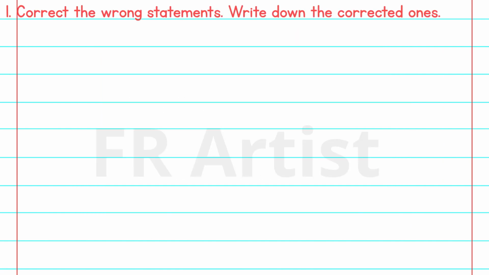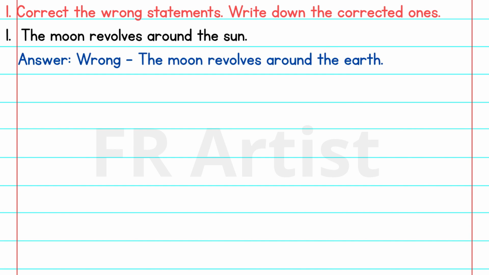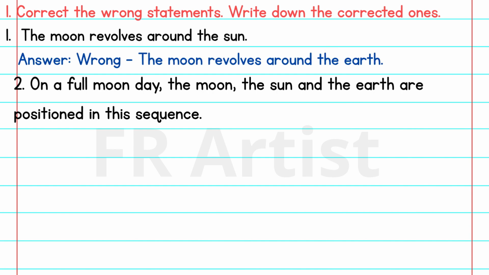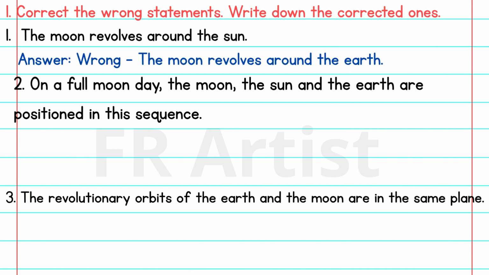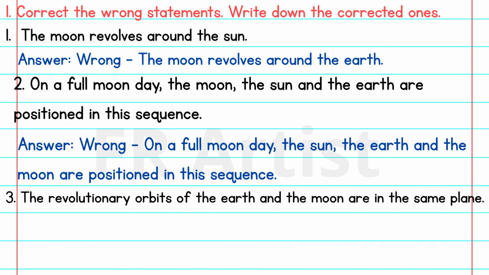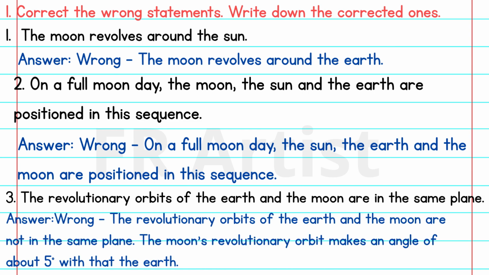Question number 1. Correct the wrong statements. Write down the corrected ones. First, the Moon revolves around the Sun. Answer: wrong. The Moon revolves around the Earth. Second, on a full moon day, the Moon, the Sun, and the Earth are positioned in this sequence. Answer: wrong. On a full moon day, the Sun, the Earth, and the Moon are positioned in this sequence.